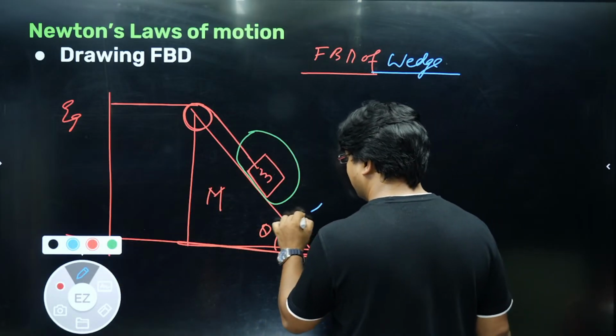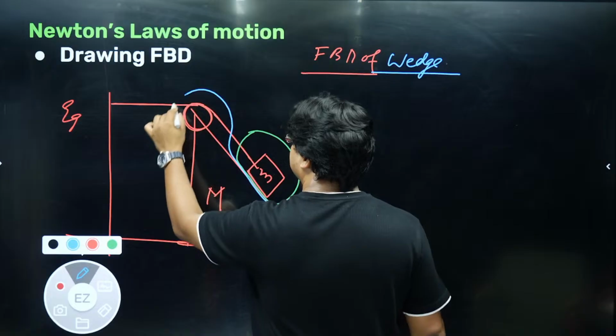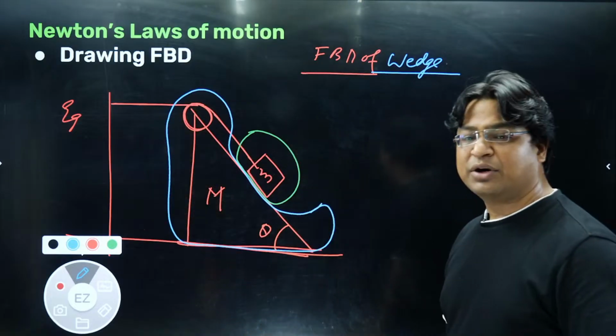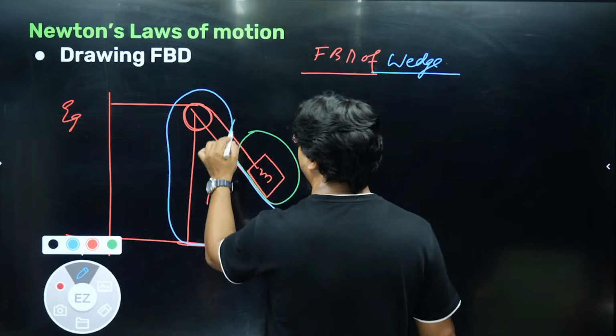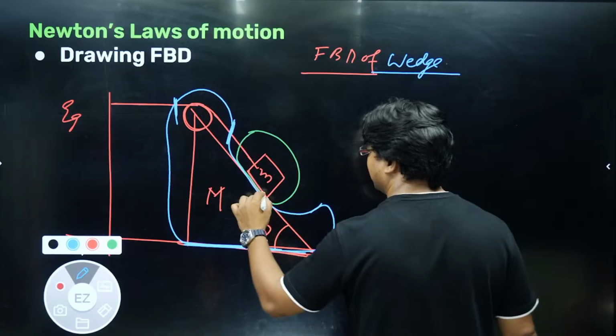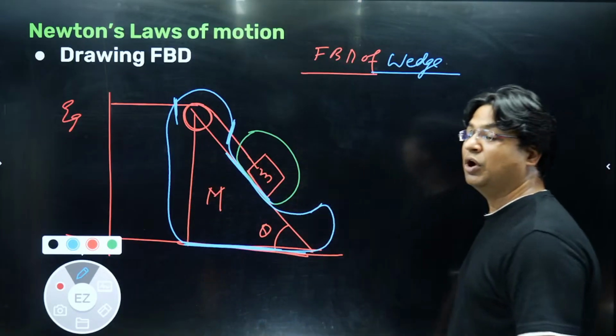I'll put my pen here. I will not lift my pen, and see, to encircle the wedge, this is how I need to move my pen. And what are the contact points that I need to break? Here I broke the string, here I broke the string, here I broke the contact with the ground, here I broke the contact with the block.